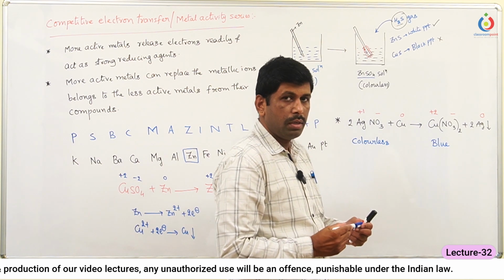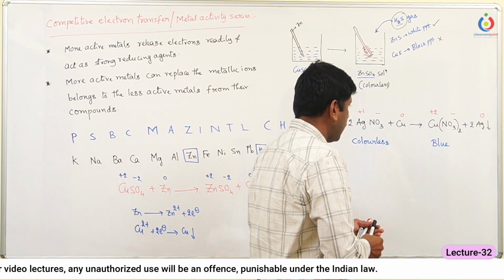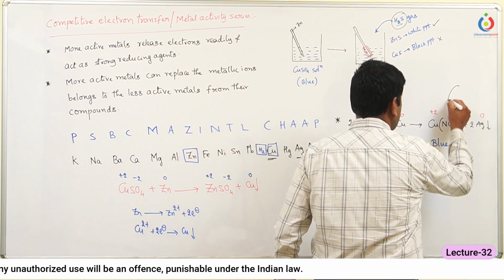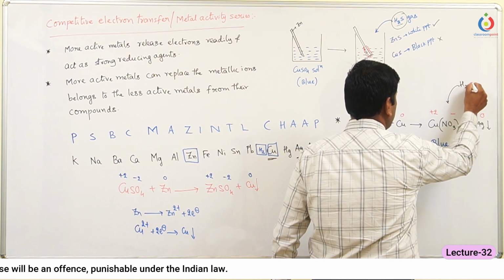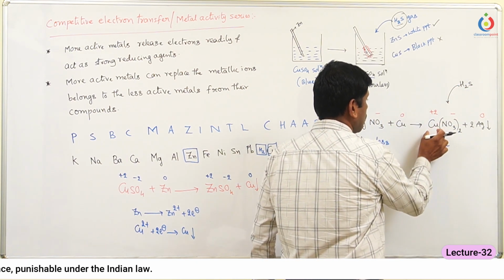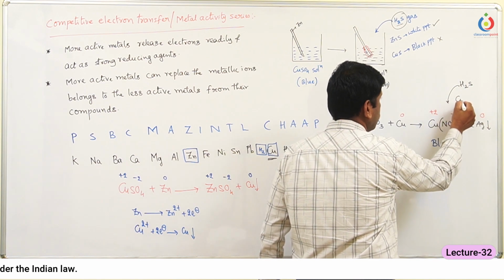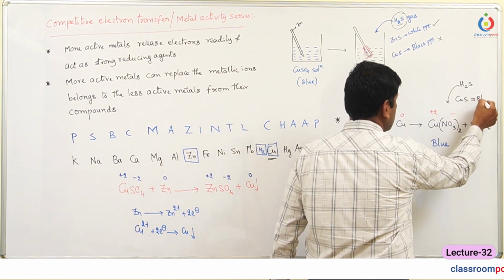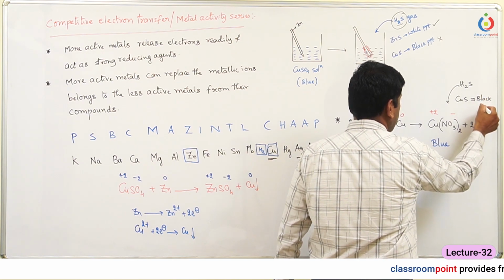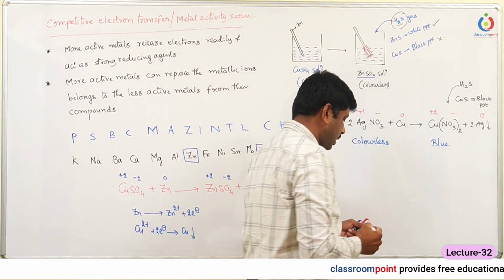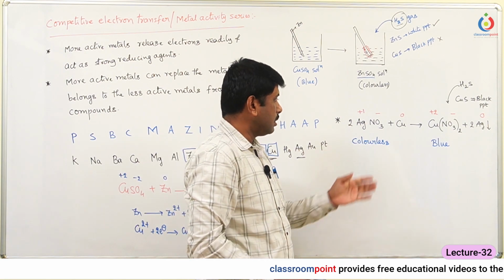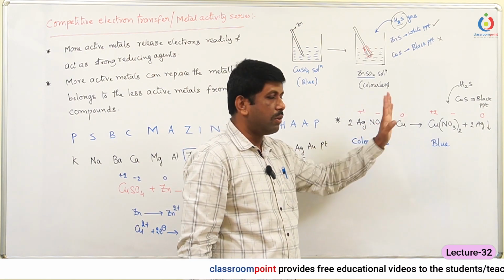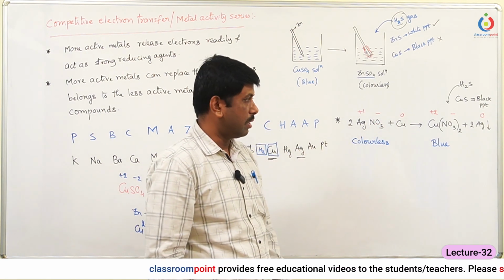And moreover, when we add hydrogen sulfide to the final solution, the cupric ions react with the sulfur to form cuprous sulfide, which is a black precipitate. So this confirms the conversion of the silver nitrate by the copper into the copper nitrate and silver.